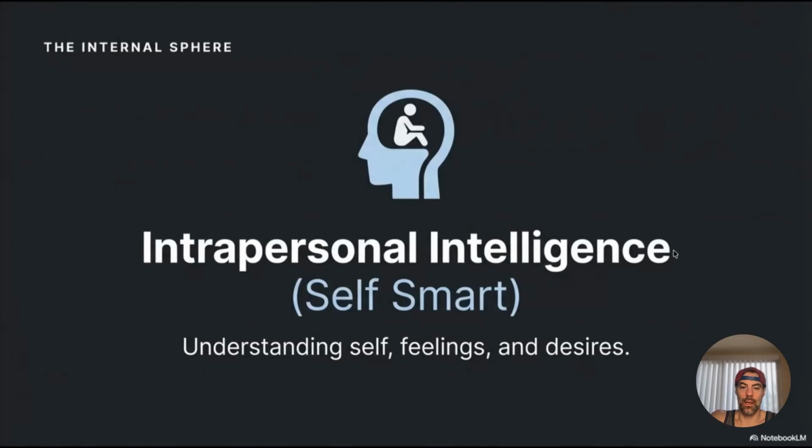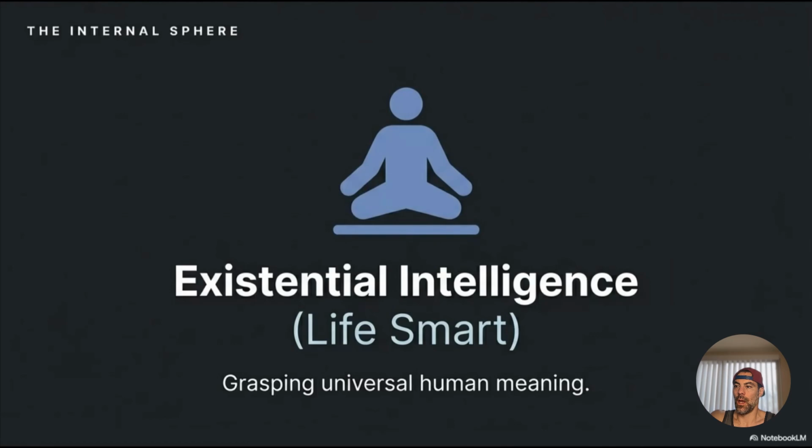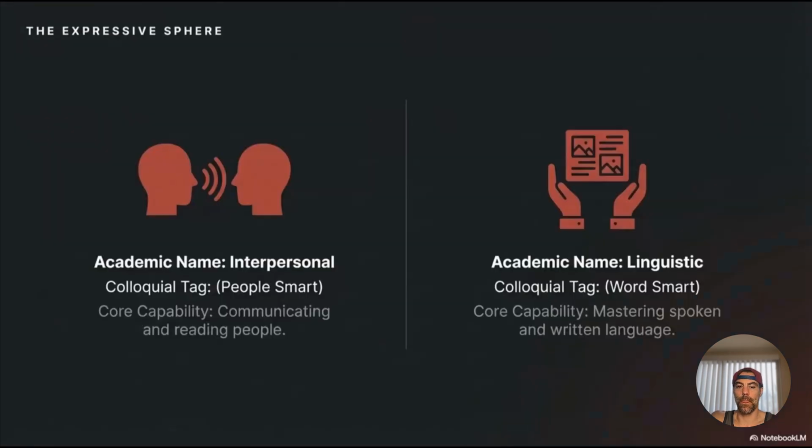Next here. So we're just going to go through them real quick. All right, so intrapersonal, again, this is relating to yourself, understanding how you feel, being able to actually look at what's going on internally, also what drives you, okay? That's coming into things like desires, okay? Existential, life smart, being able to grasp universal human meaning, okay? Very, very important. So we're looking at interpersonal, linguistic, okay? This is expressive. We have core capability, being able to communicate, people smart. And then over here, linguistic, we have word smart, so mastering spoken and written language.